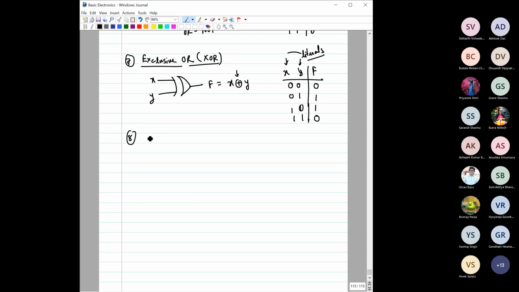Then we also have another gate in this context, which is called exclusive NOR gate, or it is also written as XNOR gate.